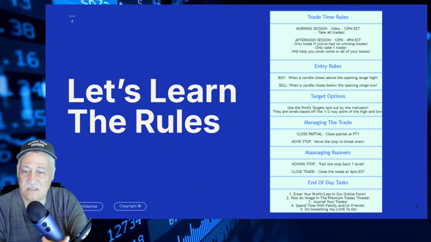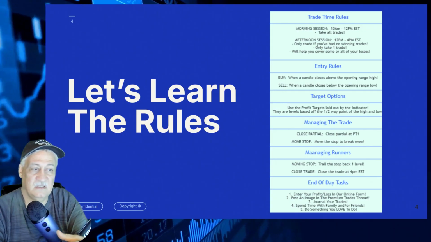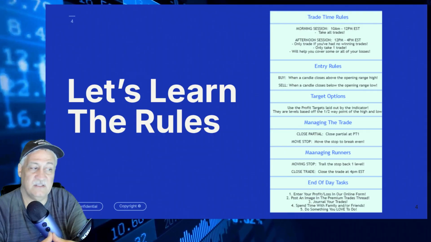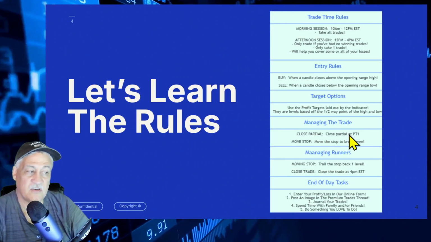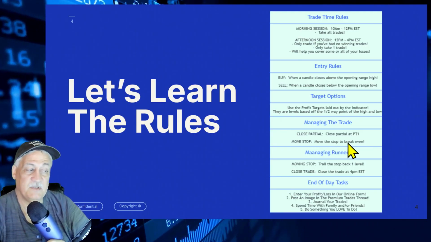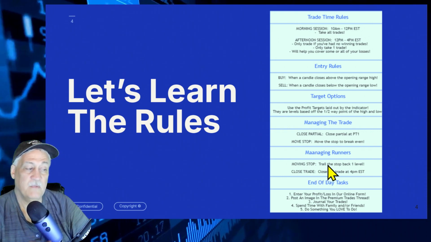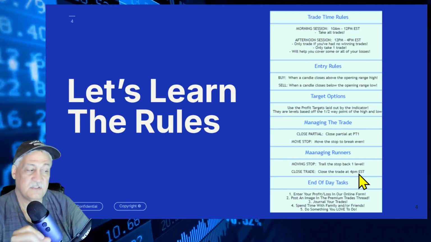In this case, we're only going to look to trade 10 a.m. to noon, 2 hours. We will only look to trade if we have no winning trades on the day. Okay, so we are closing partial. When we close partial, we're going to be aggressive and move our stop to break even. As far as managing our runners, we're going to trail the stop back 1 level, and we're going to close the trade at 4 p.m.